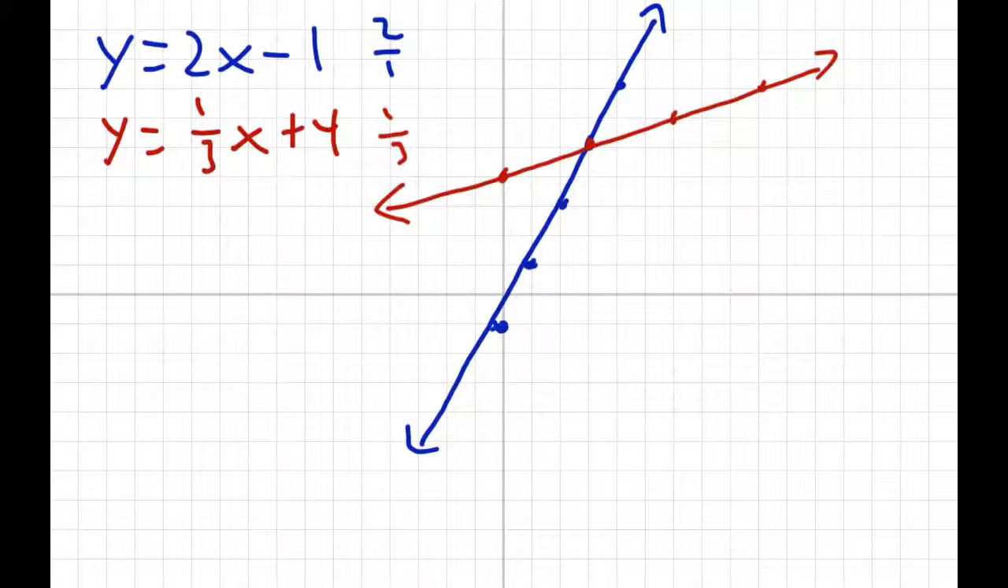And then I can see my point of intersection is right there. It is the point (3, 5), and that's the solution. Now, if I wouldn't have put all those points on there, I might have been a little bit off on my lines, and I might not have seen exactly what that point was. That's why it's better to plot a few points instead of just 2 or 3. All right, let's try another one.